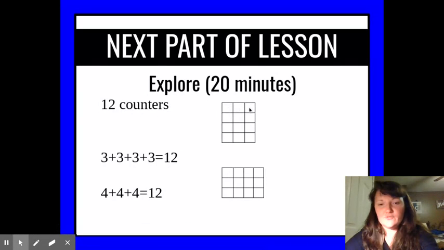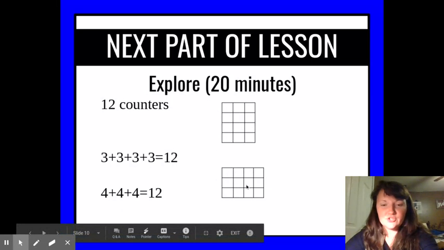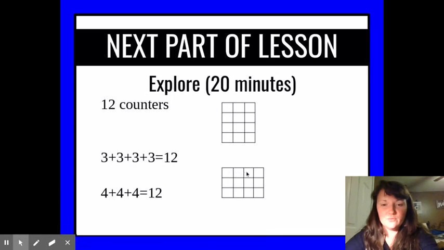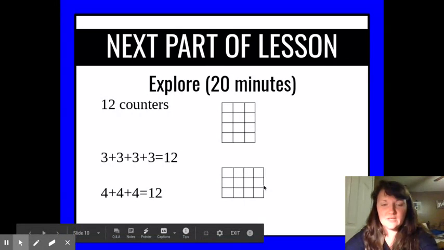We have 1, 2, 3, 4, 5, 6, 3 going across until we have all of them put together neatly in rows and columns. So 3 plus 3 plus 3 plus 3 is 12. Okay. Then down here in this shape, we have how many going across in a row? 1, 2, 3, 4. We have 4 going across. So 4, 8, 12.